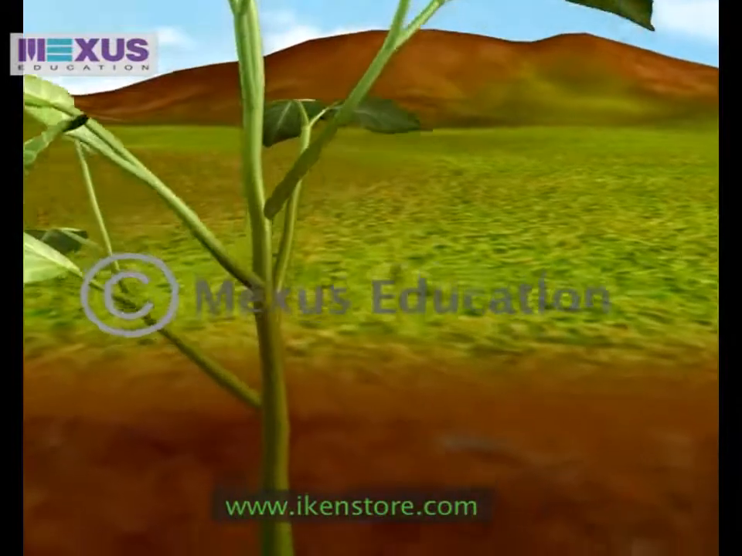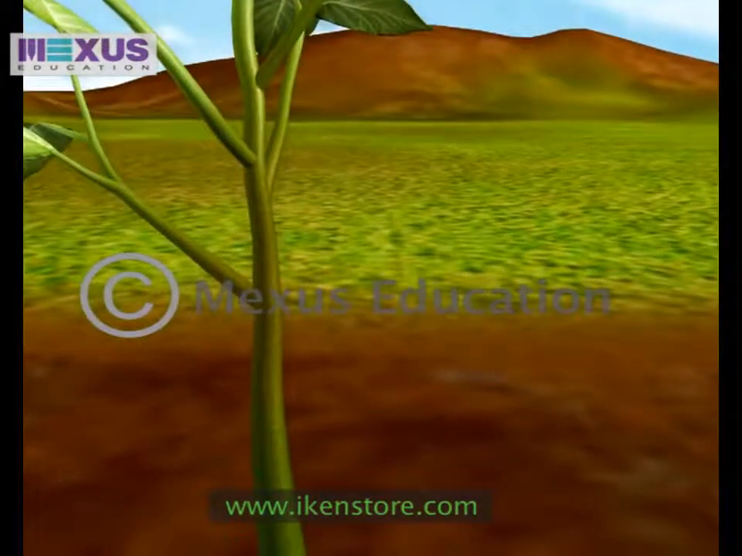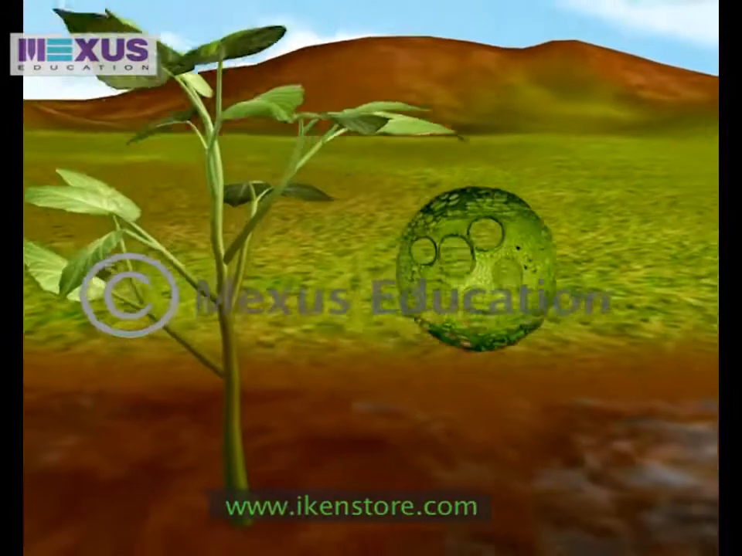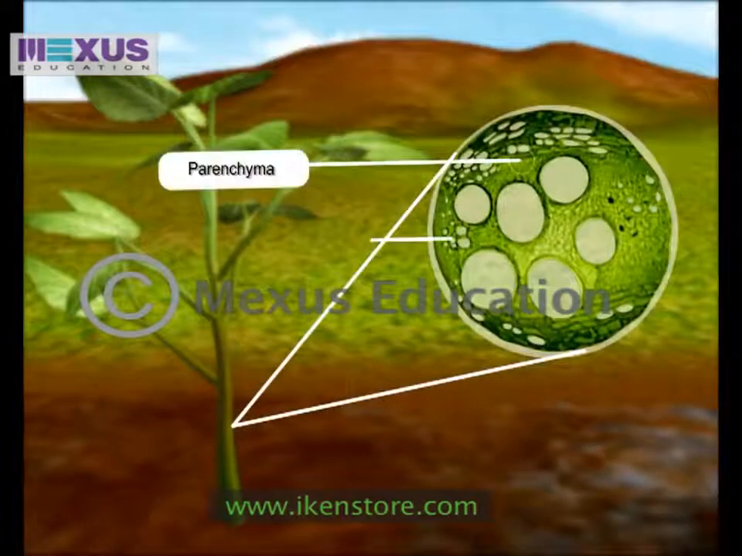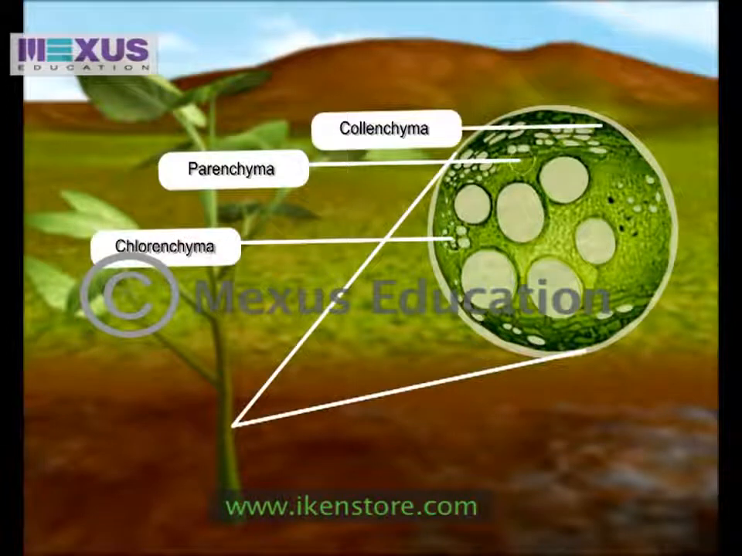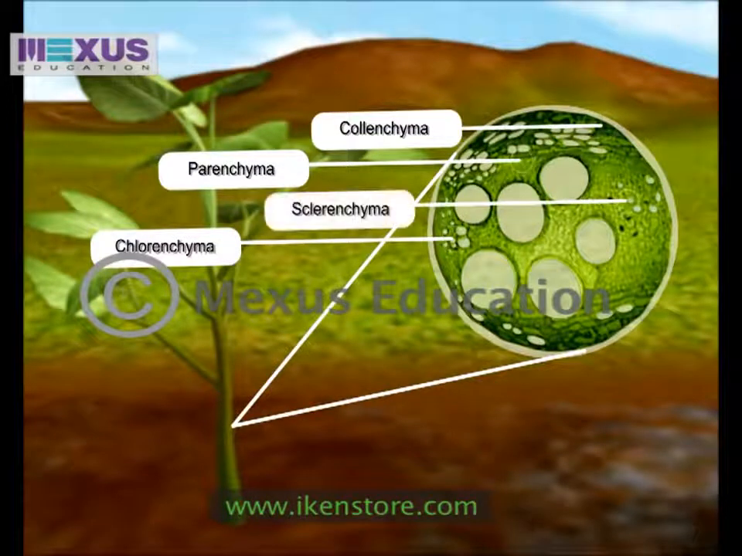Apart from xylem and phloem, a plant has other tissues such as parenchyma, chlorenchyma, collenchyma, and sclerenchyma. These are called simple permanent tissues.